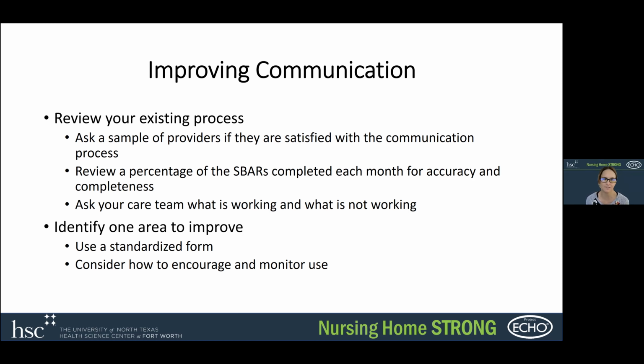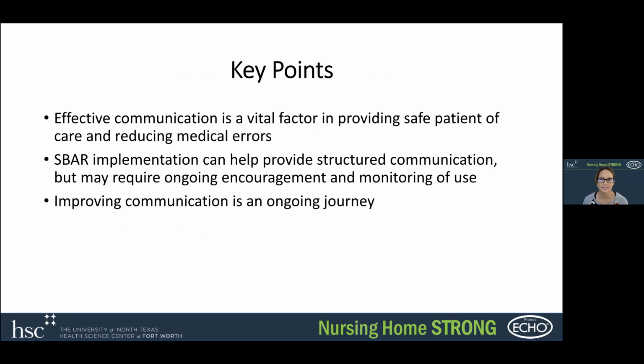So once you've gathered all of that information, you really want to just identify one area to improve. You can use a standardized form that we talked about. A lot of EHRs have some forms built into them. I'm curious if any of you all have seen that or if you're using that, and how that's working. But really, you just want to make sure that folks are using the tools and make sure that they continue to be used. Okay, let's go ahead and go to the next slide, please.